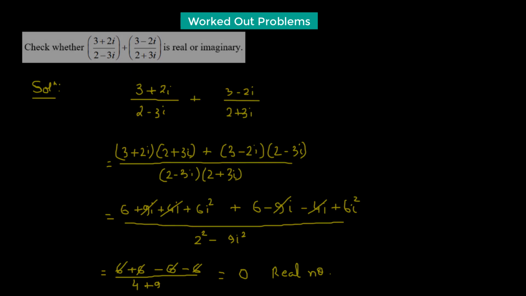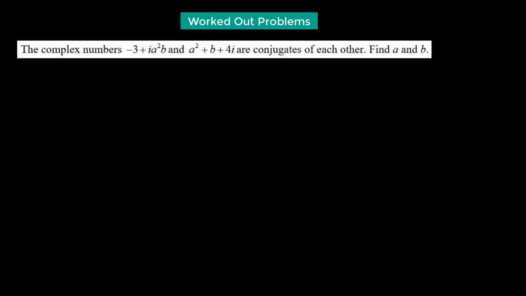Let us do another problem. So in this question, it is given that the complex number -3 plus i times a squared b is the complex conjugate of the complex number a squared plus b plus 4i. Now we have to find the values of a and b. So it's given that -3 plus i a squared b, if we take the conjugate of it, then this value is equal to a squared plus b plus 4i. Or the other way around, we can say that -3 plus i a squared b is equal to the complex conjugate of a squared plus b plus 4i.